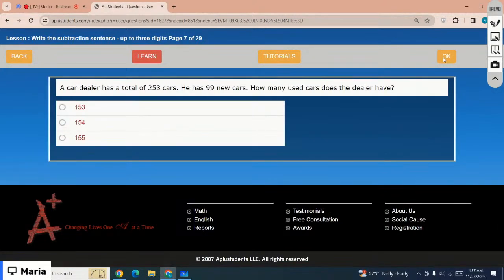Okay, the next one is a car dealer has a total of 253 cars. He has 99 new cars. How many used cars does the dealer have? You have to subtract 99 out of 253. So, which is the correct option? 253 minus 99 equals.